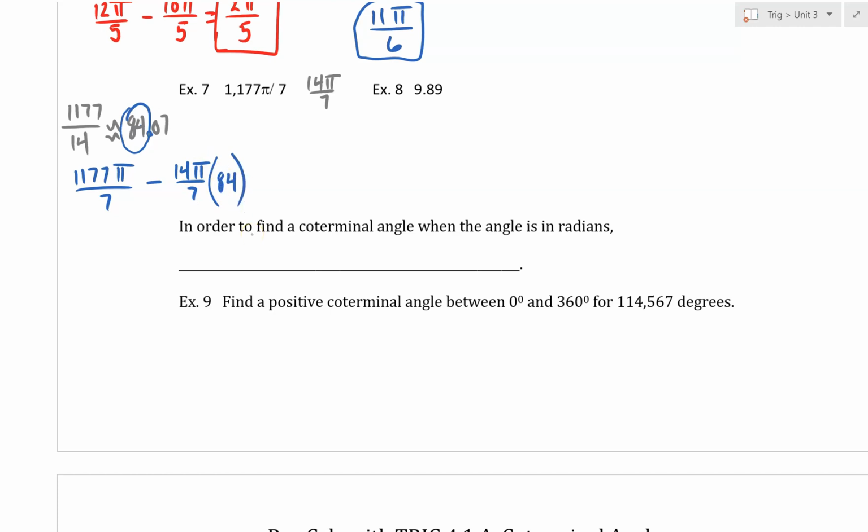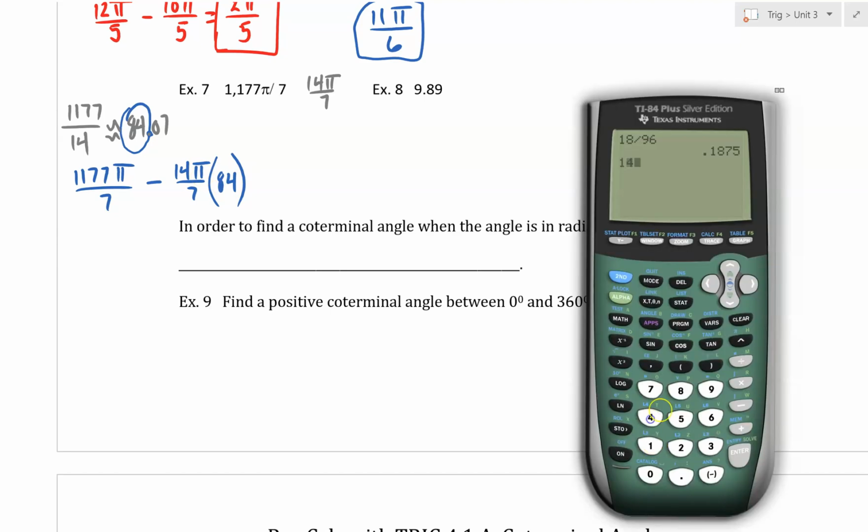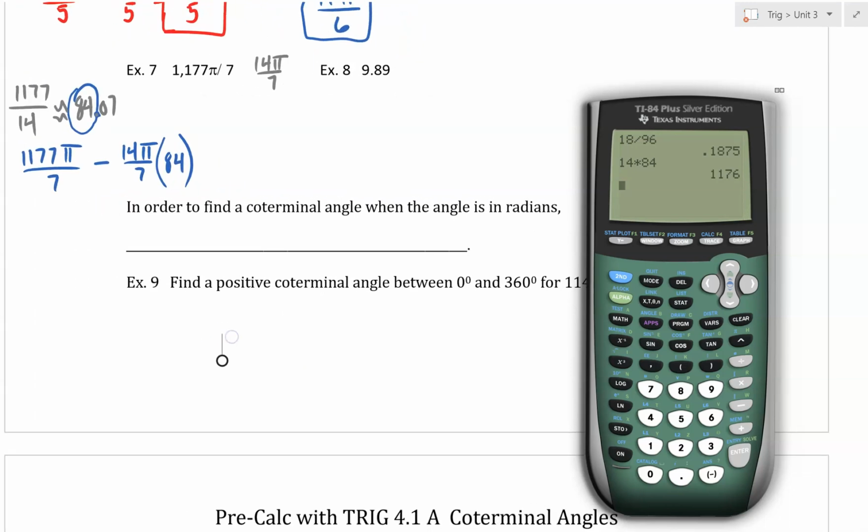I'm doing that because I need to get past this thing. I got to go beyond. I want to get to a point where I'm doing that. If I take out my calculator, let's just explain it this way. If I take out my calculator and I say 14 times 84, well, that gives me 1176. That means if I'm using this particular method, then 1177 pi minus 1176 pi is going to give me the answer I'm looking for.